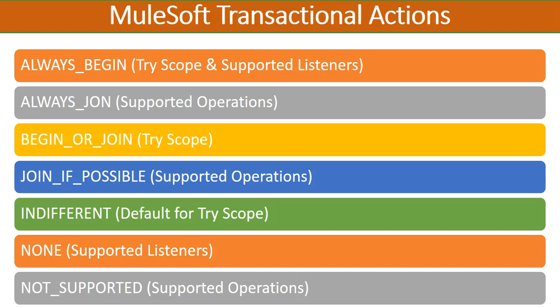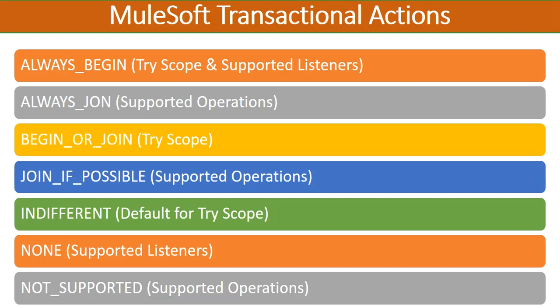And the third scenario is begin or join. This is for the try scope. In this case, if we select this transactional action for the try scope, then it's going to start a new transaction. And if there is already a transaction, it's going to join the existing transaction. So from the try scope, it will not throw any error if there is already a transaction, rather it will join. And if there is no transaction already in place, then it's going to create a new transaction.